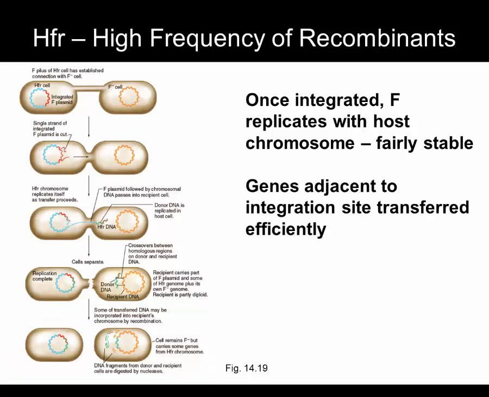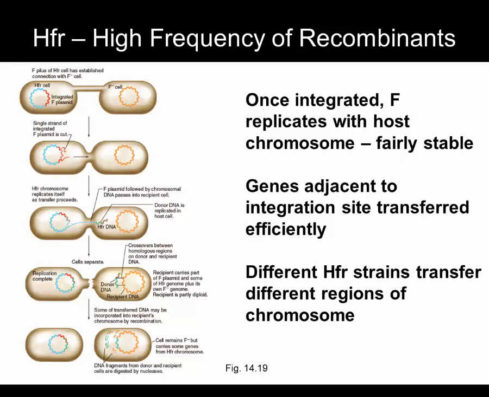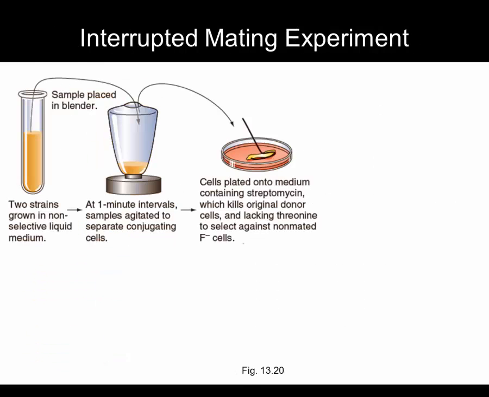This means the genes closest to where the F factor is integrated will have the greatest chance of being transferred. In fact, you could determine the order of genes along the chromosome by looking at their transfer efficiency. This works best when you have multiple HFR strains with the F factor incorporated in different locations. Such mapping can be done with what's called the interrupted mating experiment, the most discourteous experiment we will discuss in this course. It was first performed by Elie Wollman and Francois Jacob.